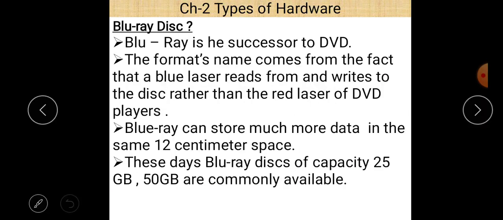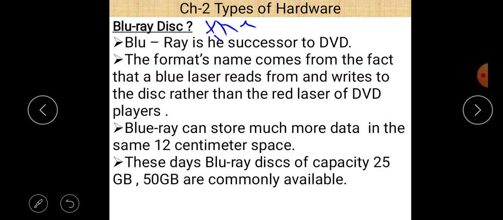Next is the Blu-ray disc. Blu-ray disc is the successor to DVD, and the format name comes from the fact that a blue laser reads from and writes to the disc, rather than the red laser of DVD players. And Blu-ray can store much more data in the same 12 centimeter space. These days, Blu-ray discs of capacity 25 GB and 50 GB are commonly available.